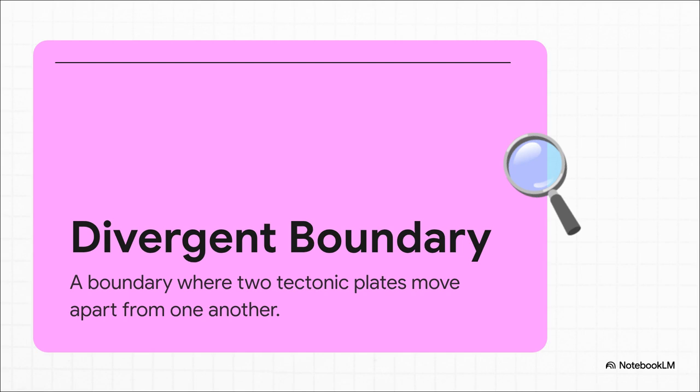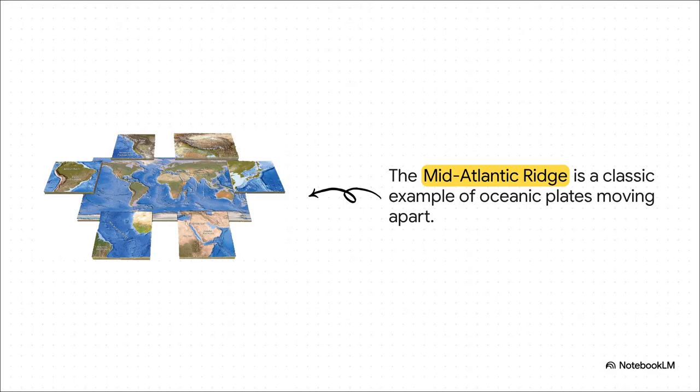That hot layer from beneath, the asthenosphere, rises up to fill the gap. And a perfect example of this is the Mid-Atlantic Ridge. It's this massive underwater mountain range that you can see snaking right down the center of the Atlantic Ocean. This is a huge divergent boundary where the Americas are slowly pulling away from Europe and Africa, causing the Atlantic to get just a little bit wider every single year.